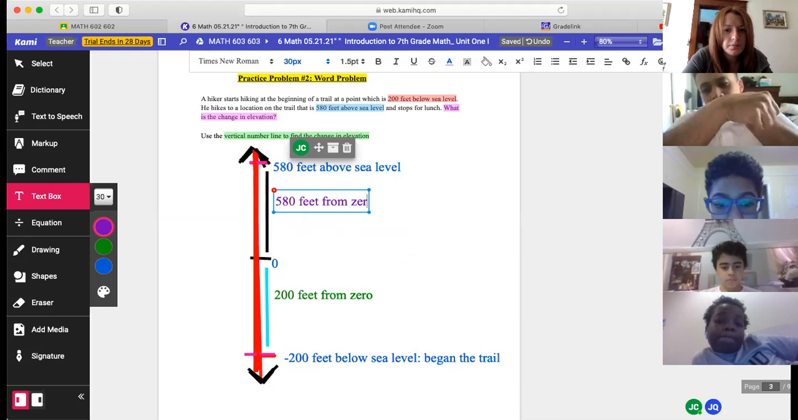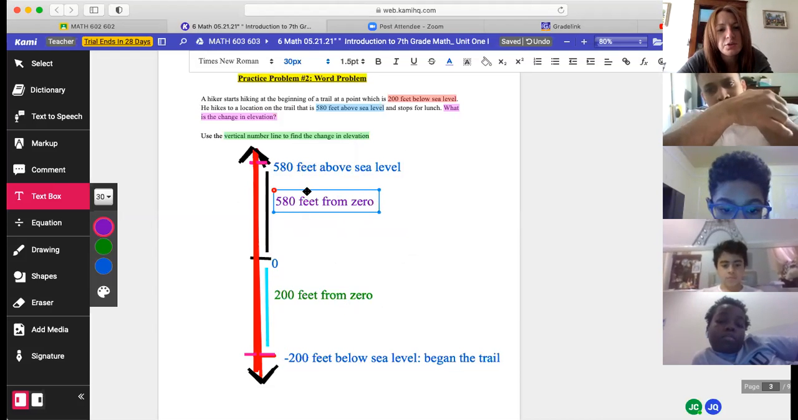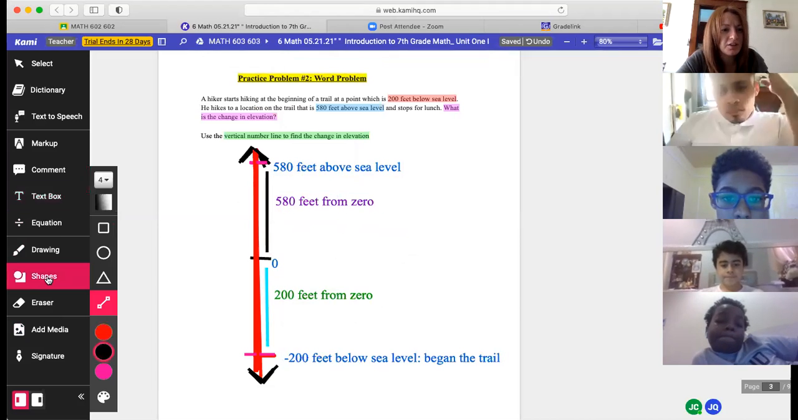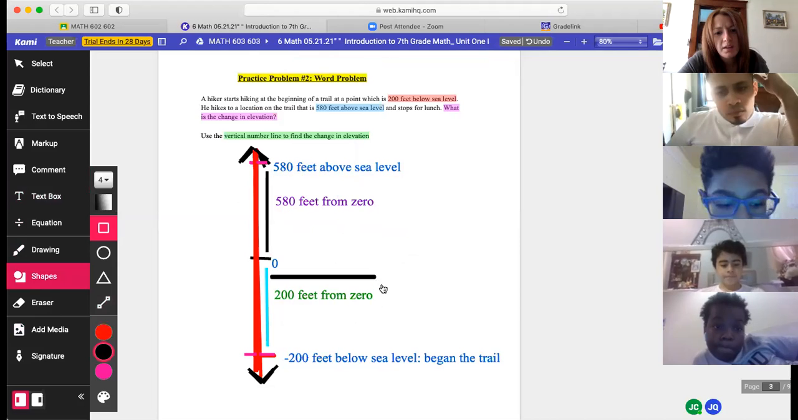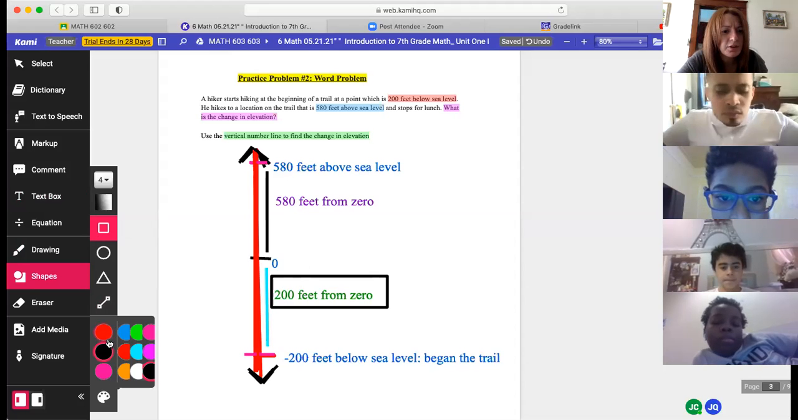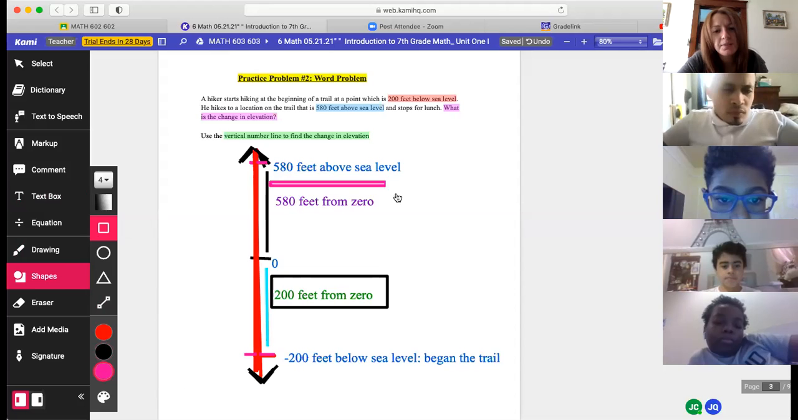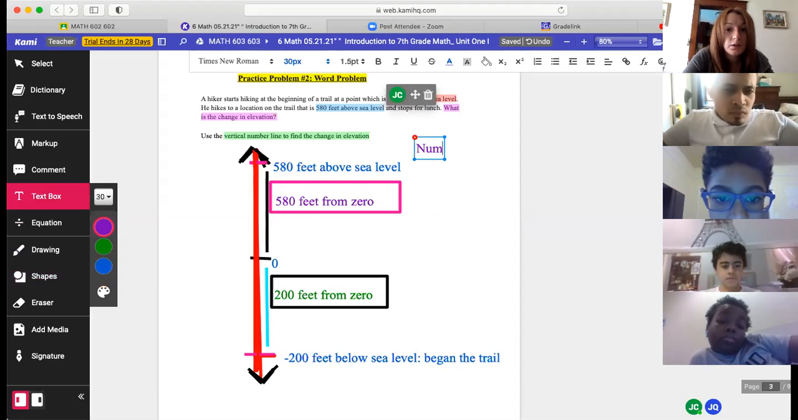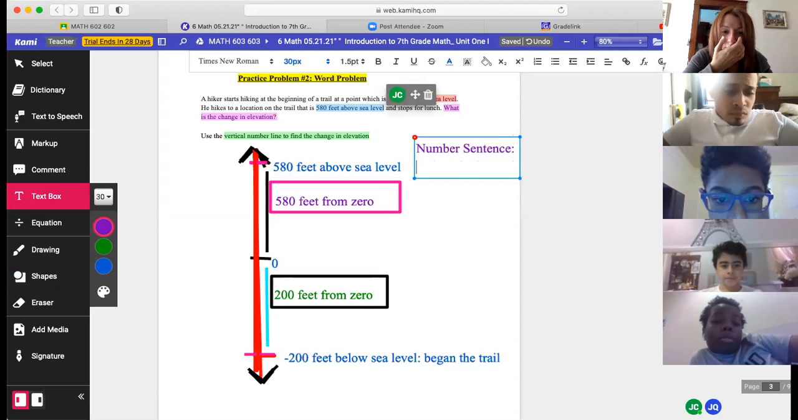Now, we want to know the total distance or the change in elevation, right? So let's look at this. We know that we have 200 feet from negative 200 to 0. That's 200. And we know from 0 to 580, it's 580. So what do you think we're going to do now? How are we going to figure out the change in elevation? You could compare the two numbers and the difference in the two numbers. Okay, so the difference in the two numbers.